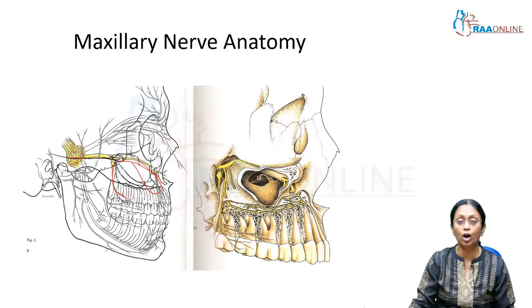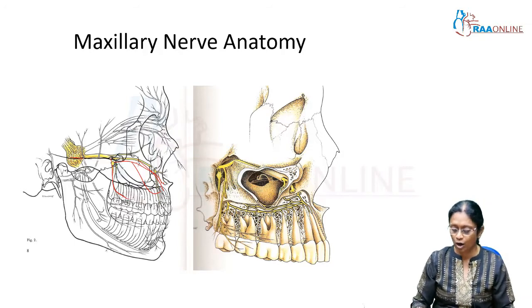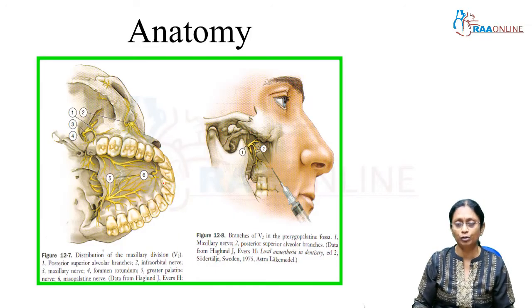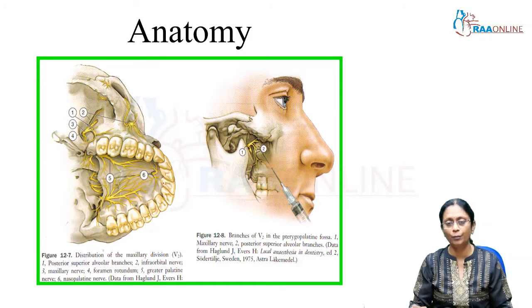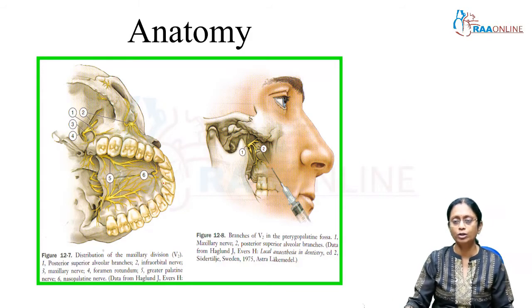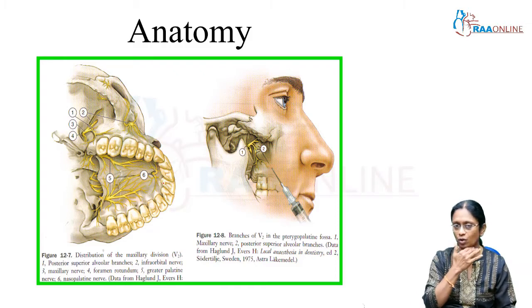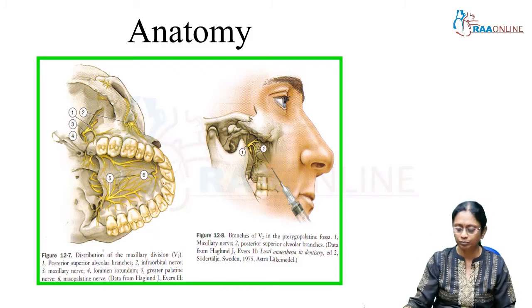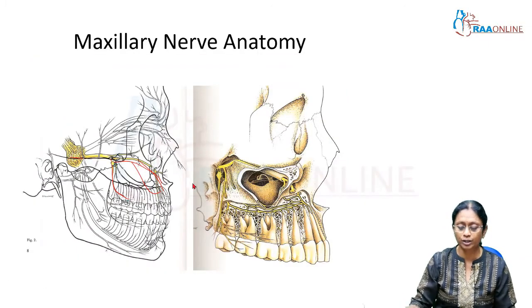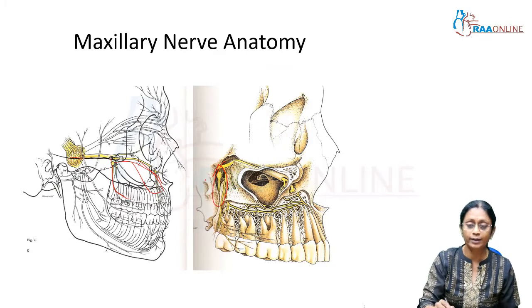Okay, how does it go? Where does it go? Now, when we're describing the anatomy of the maxillary nerve, we always talk about it in 4 different stages. Within the cranium, it gives meningeal vessels and branches. Then it goes into the pterygopalatine fossa. There it divides into its 3 main branches.